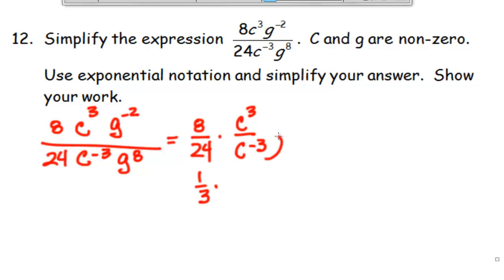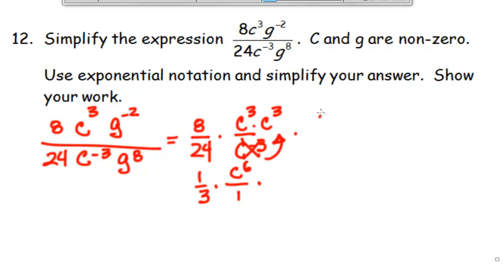Well, this thing has to move up top, doesn't it? Because I need to write this exponent as a positive. So if I move that up top, it's going to go away, and I'm going to have c to the 3rd on top. So that'll give me c to the 3rd times c to the 3rd will give me c to the 6th. And remember, there's always a 1 wherever you need it.